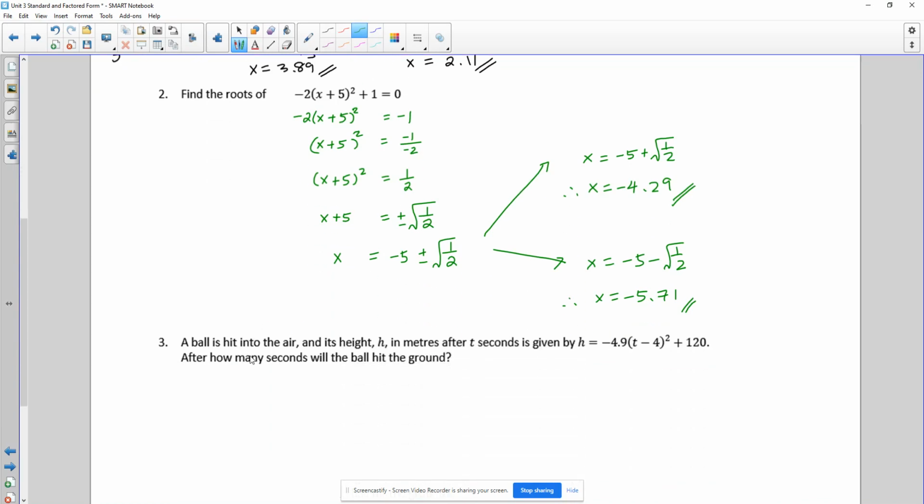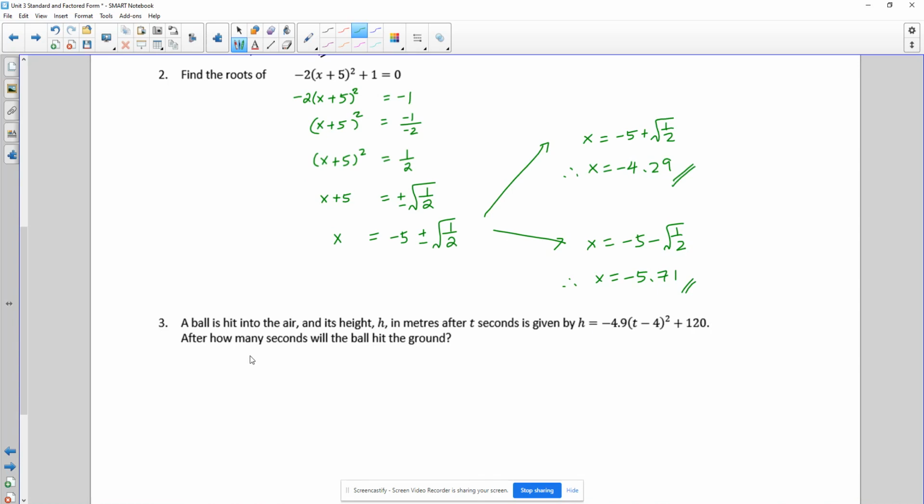Okay, so let's do a word problem. Over here, a ball is hit into the air and its height, h in meters, after t seconds is given by this equation. After how many seconds will the ball hit the ground? Okay, so as I mentioned in the last lesson, this is a key phrase where they are actually interested in finding the x-intercepts. Okay, so you actually have to solve the quadratic equation over here.